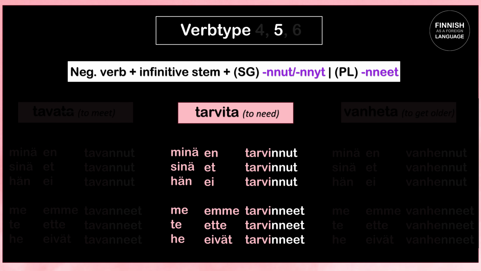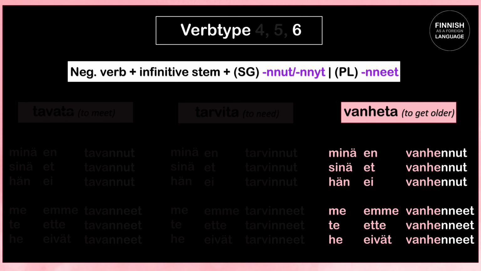Let's move on to our example for verb type 5, which is tarvita, which means to need. Our verb stem here is tarvi. Minä en tarvinnut. I didn't need. Sinä et tarvinnut. You didn't need. Hän ei tarvinnut. He or she didn't need. In the plural forms, me emme tarvinneet. We didn't need. Te ette tarvinneet. You didn't need and he eivät tarvinneet. They didn't need. And our example for verb type 6 is vanheta, which means to become or to get older.